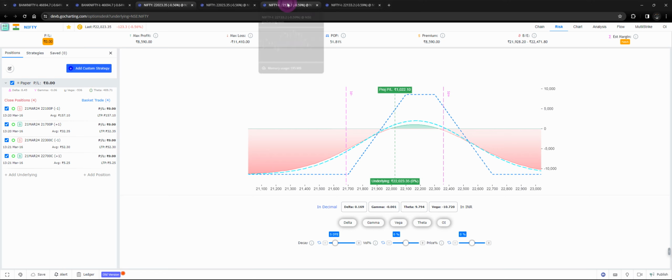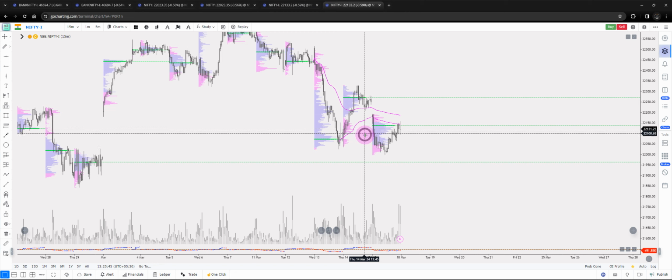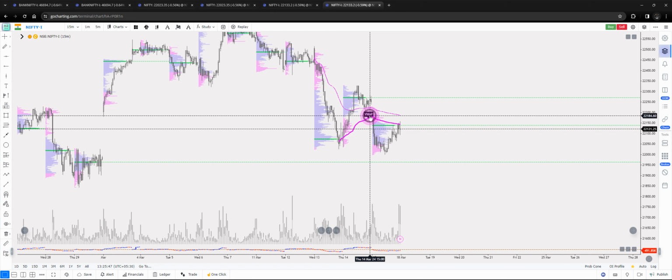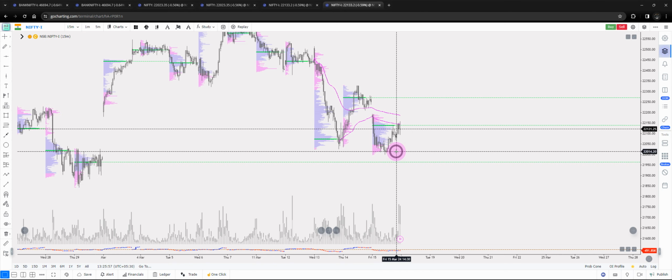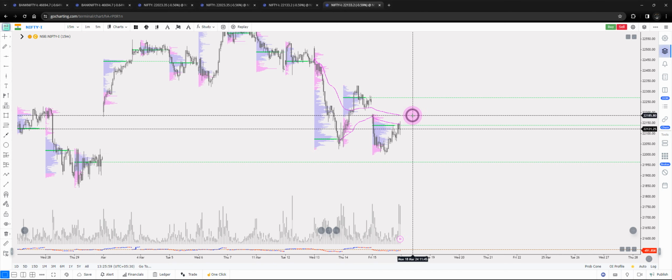So I'll just show you what I mean by that. If you've gone down below it, you can shift your call to 22,200, because this is the area now which would have acted as a resistance, because we tried to break it and we failed. So the likely destination becomes the next level, and this is your call option that comes into play, and you can hedge it like that.